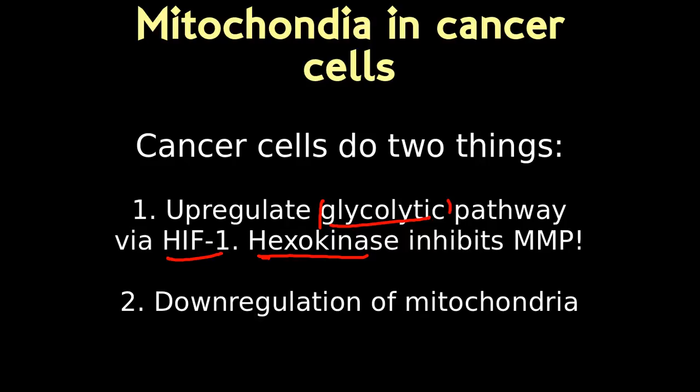Additionally, we're using these anaerobic glycolytic pathways to create our energy. The cell no longer needs mitochondria because it's not getting oxygen. The mitochondria aren't really doing anything. So there's a downregulation of mitochondria, which means that they don't really have the mitochondria they need to undergo this internal signal, this apoptotic pathway.